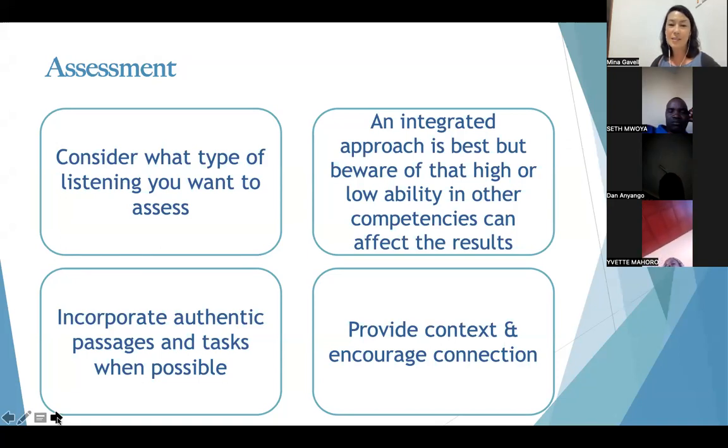And even in assessment, we want to make sure that we provide context before they listen and that we encourage a connection. So even if students are listening to something and they answer with multiple choice questions, we want to let students know what they're going to be listening to first, and then after ask them some sort of an opinion question where they get a chance to make a connection to what they hear.